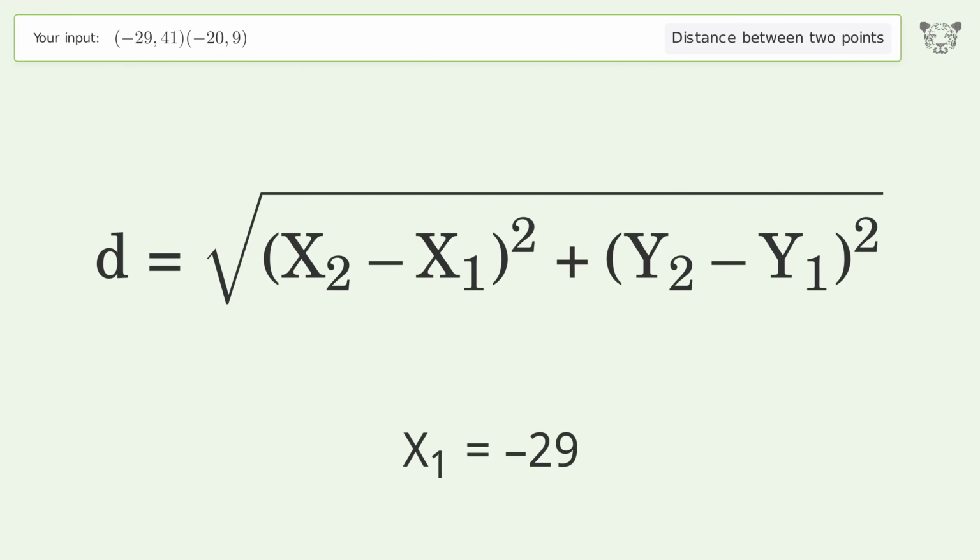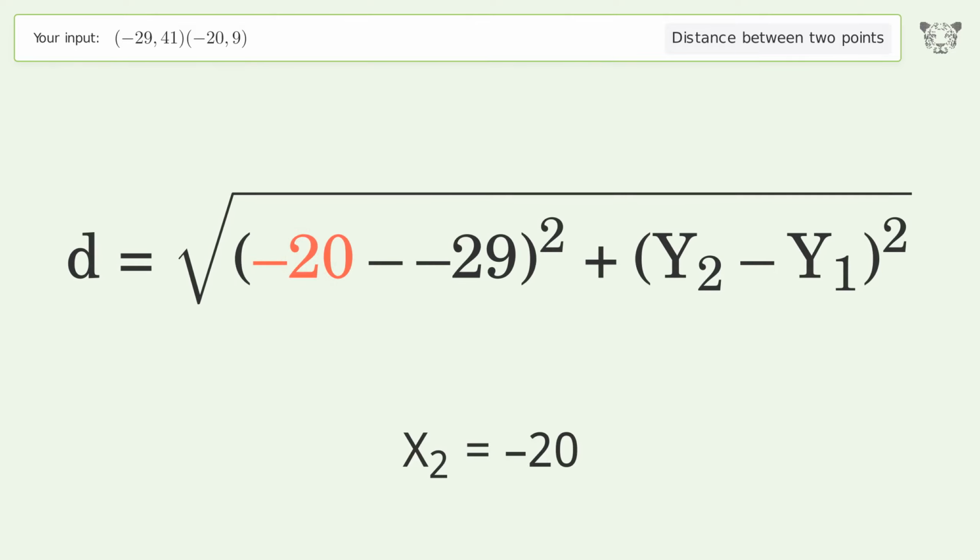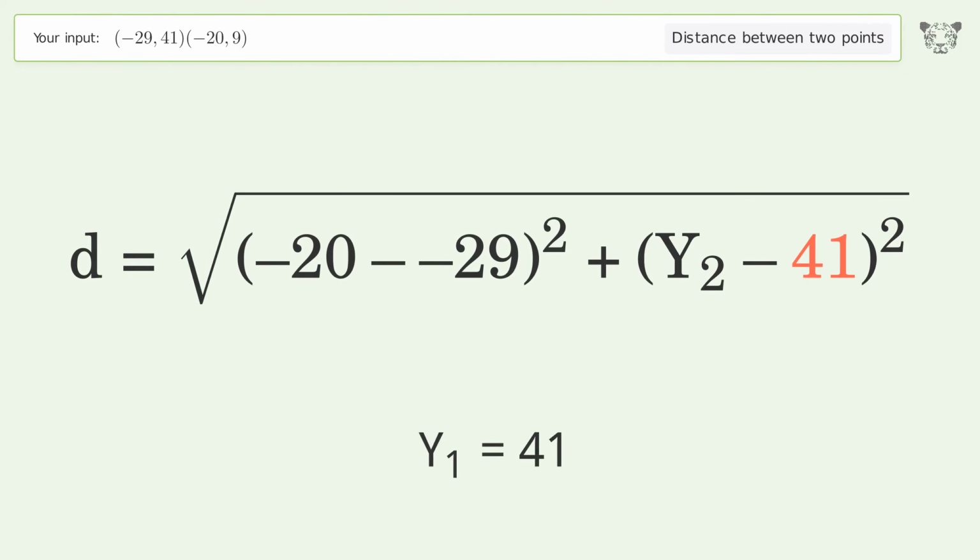x1 equals -29. x2 equals -20. y1 equals 41. y2 equals 9.